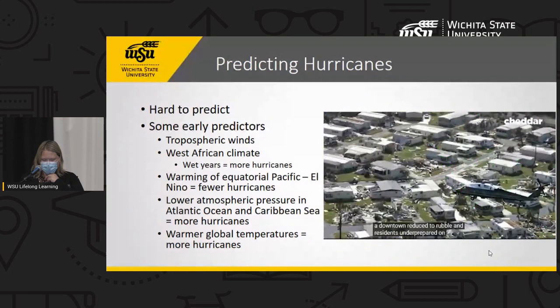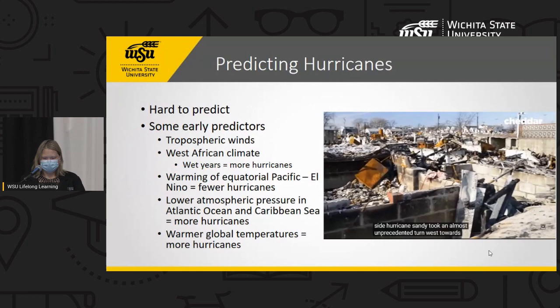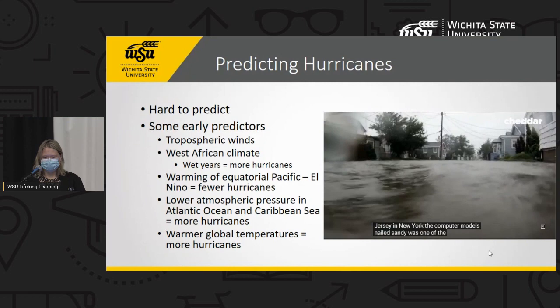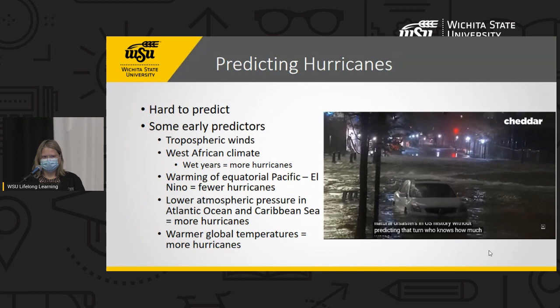On the positive side, Hurricane Sandy took an almost unprecedented turn west towards New Jersey and New York that computer models nailed. Sandy was one of the biggest natural disasters in U.S. history. Without predicting that turn, who knows how much worse it could have been. So why can't we always see these changes coming?